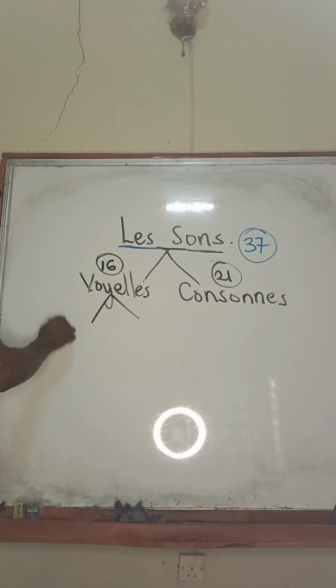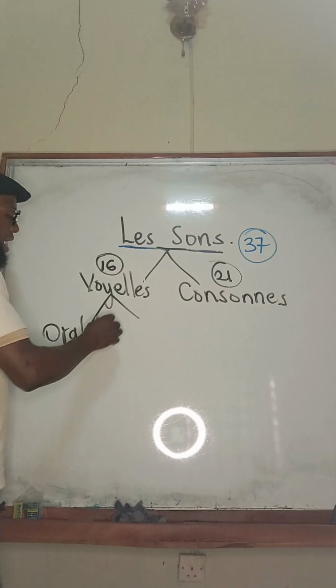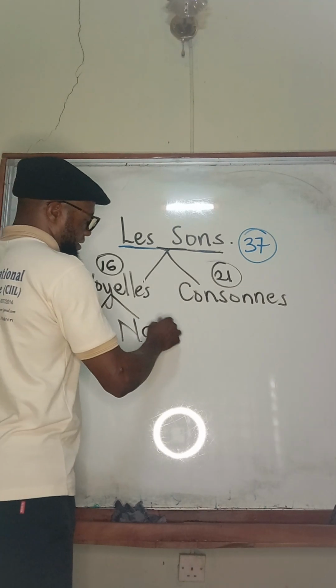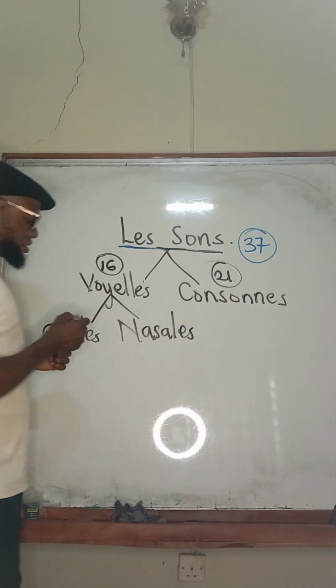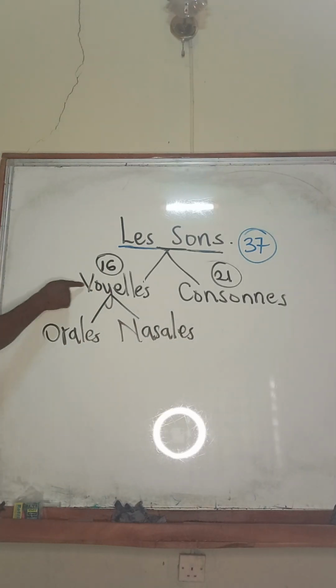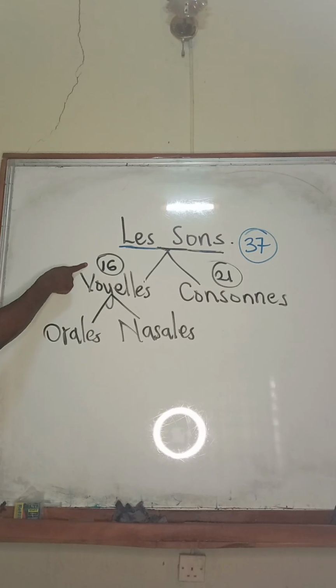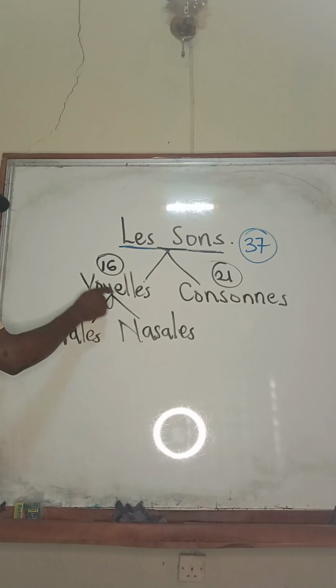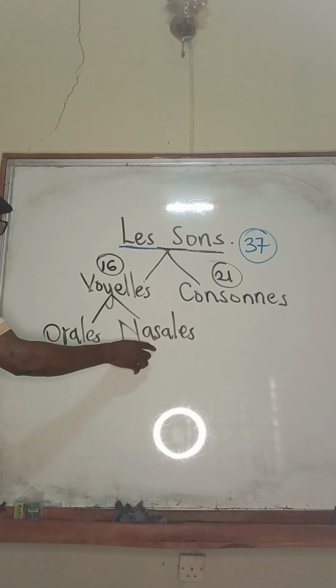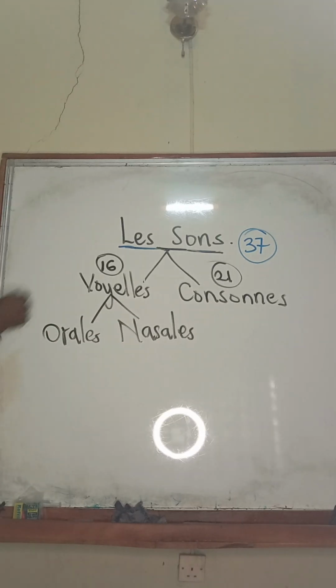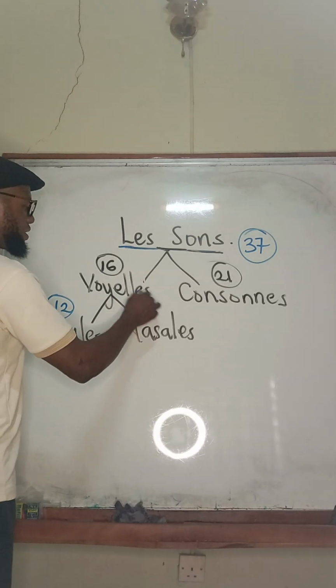Now the vowel also splits into two. We have oral and we have nasal. This vowel, they are 16 in number. So, meaning that this oral is under this vowel, and this nasal is under this vowel. Can you repeat after me? Oral, oral, nasal, nasal. Très bien. So, we have 12 oral and we have 4 nasal.